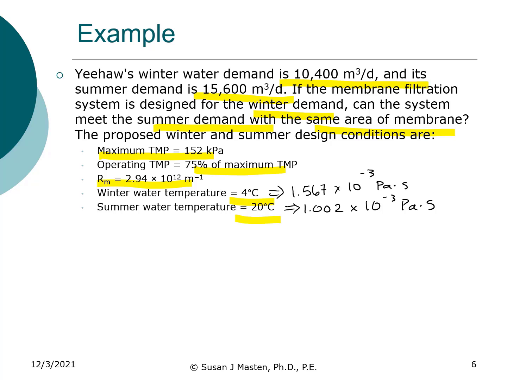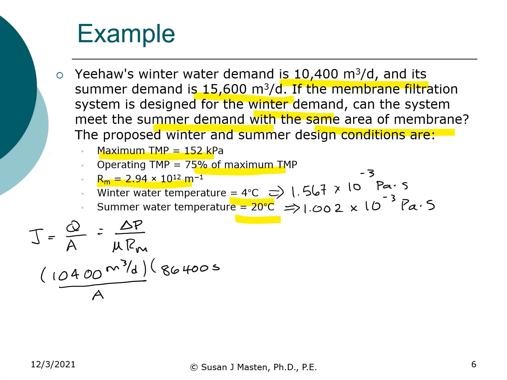So, using the equation, our flux is equal to Q over A equals delta P, the transmembrane pressure, divided by the dynamic viscosity times the resistance coefficient. This is equal to 1,400 meters cubed per day. Divide that by the area. We have the viscosity in Pascal seconds, so let's convert this. We have 86,400 seconds per day. Days cancel.